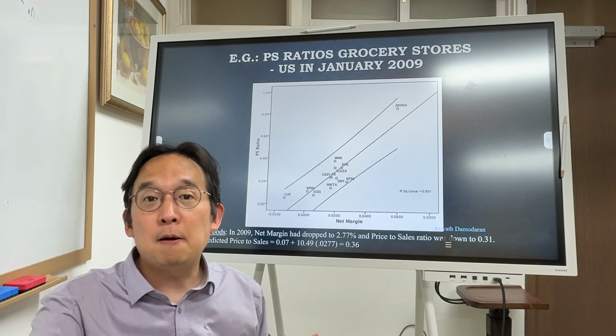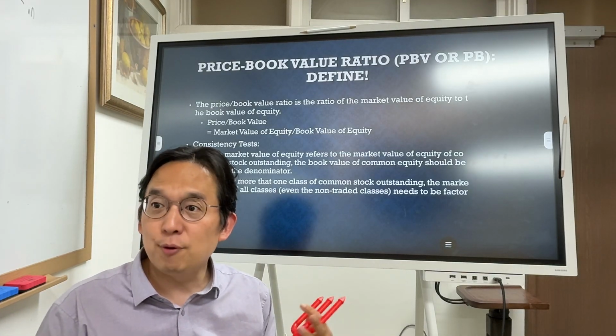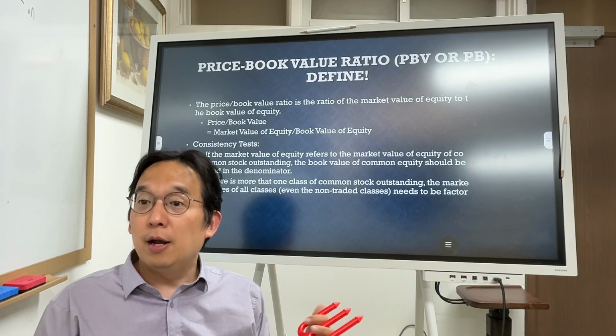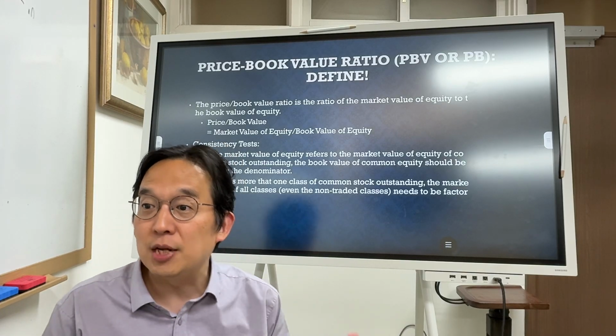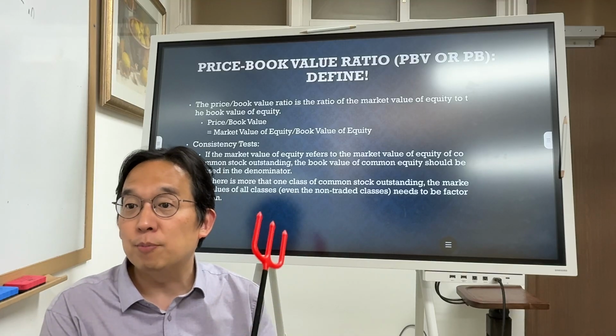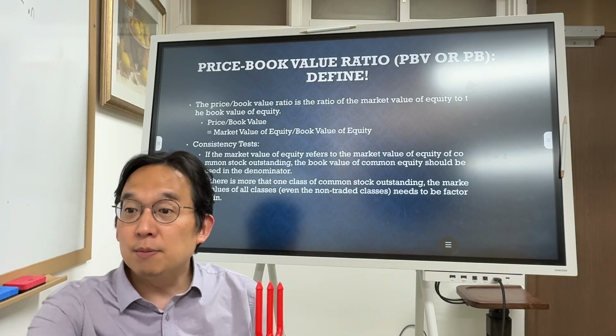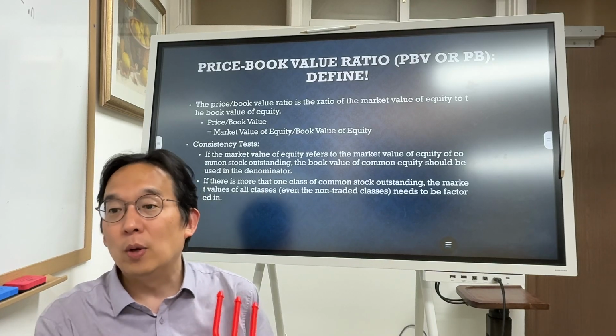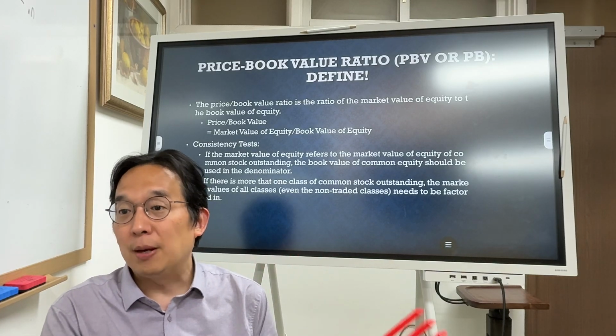And then the price to book ratio is also used. PBV, the price to book ratio, is the ratio of the market value of equity to the book value of equity. How do you do that? The consistency has to be there, by the way.